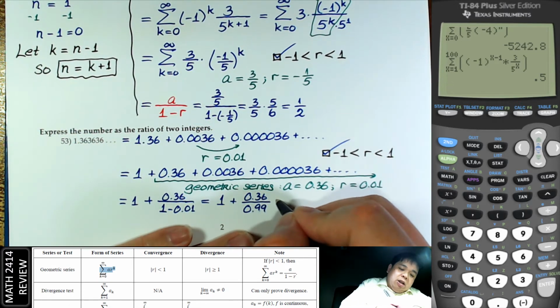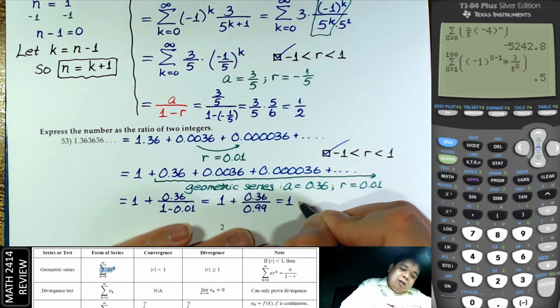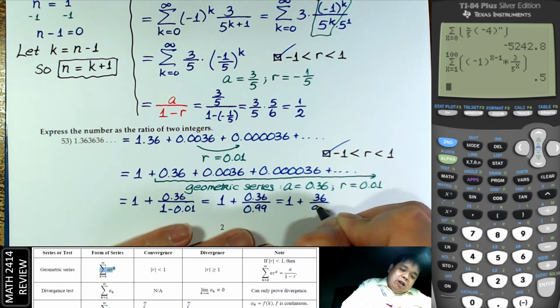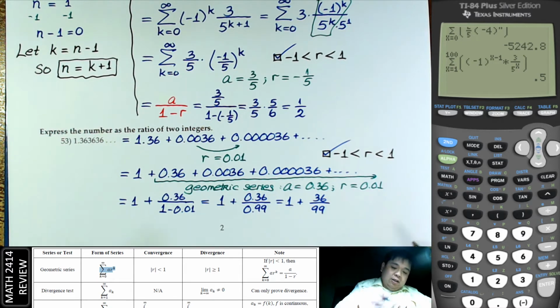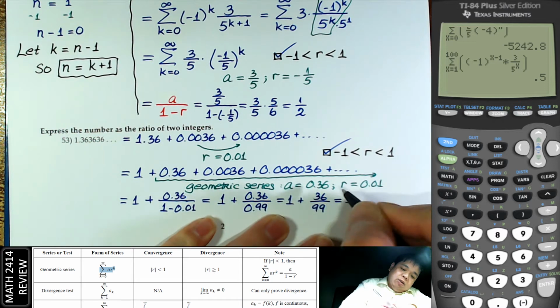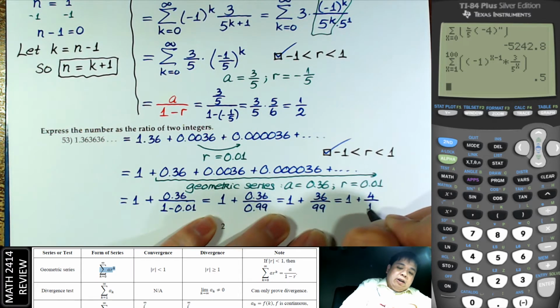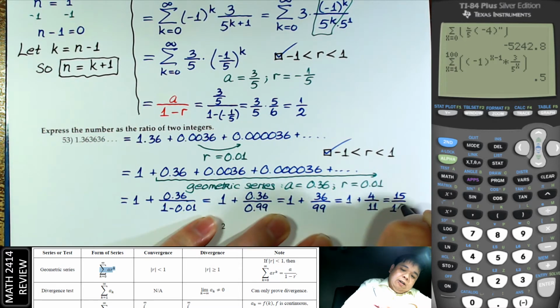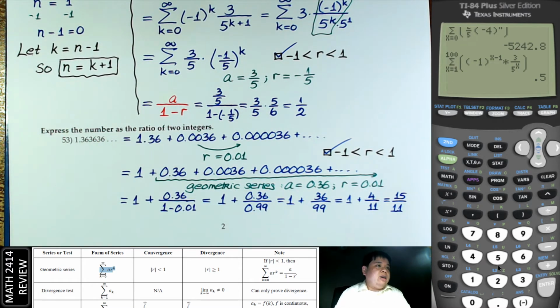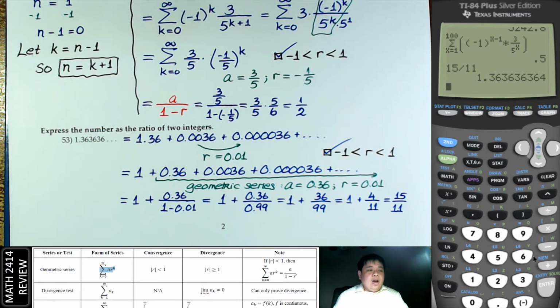Move the decimal two places to the right. We have 36 over 99. Of course, we can reduce this by dividing by 3 or by 9. Cancel 9 top and bottom. 4. 99 divided by 9 is 11. So times that, so that will be 15 over 11. Of course, the ultimate way to check, just do this. Yeah. Right. So that's nice and all.